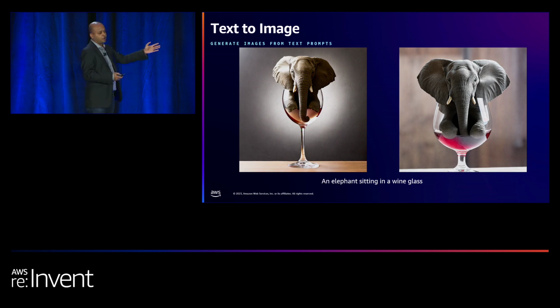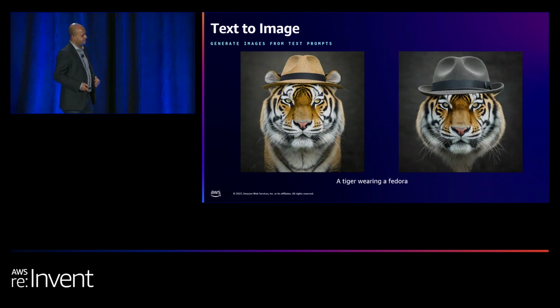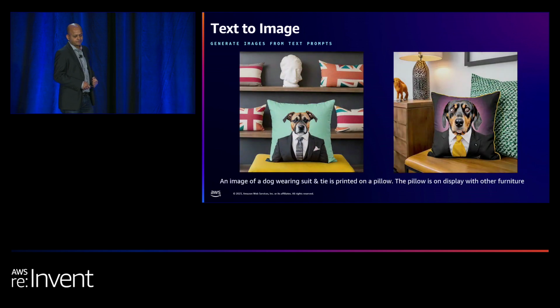Now, we have tried all of these examples with the competitor models. And I mean, you can try them yourself and see the difference. Tiger wearing a fedora. Now, this is very interesting.